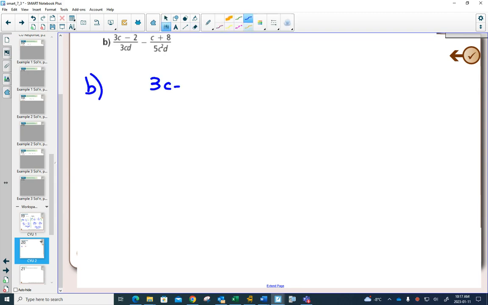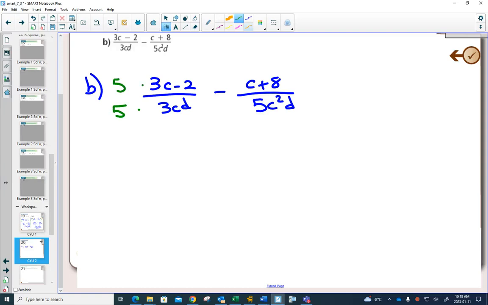Again, I'm going to rewrite part B out. Common denominator between the 3 and the 5 is 15. So this one would need to get multiplied by 5 and 5. This one by 3 and 3. Looking at our variables, they both have a d already. That's good. This one has a c squared. This one doesn't. So the first one would also need to be multiplied by c.